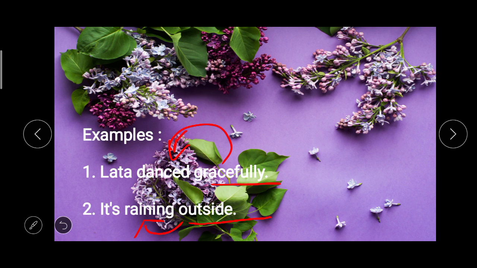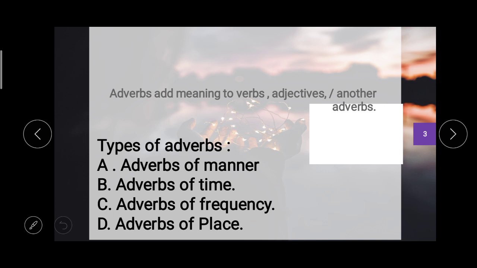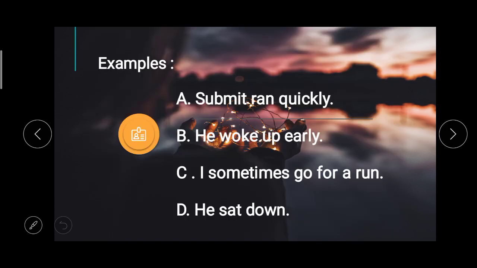For better understanding, let me show you the definition of adverbs. Students, adverbs add meaning to verbs, adjectives, or other adverbs. Adverbs are the words which describe other verbs, other adverbs or adjectives in a sentence. So students, we have four types of adverbs: adverbs of manner, adverbs of time, adverbs of frequency, and adverbs of place. Let me show you the meaning of all these types of adverbs.